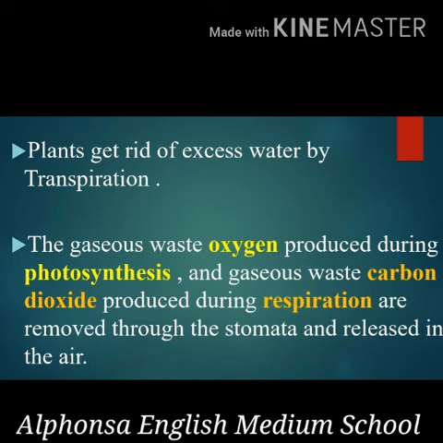You know, these two gases are needed by plants. Please don't confuse it. If you write that the gaseous waste produced in the plant, oxygen and carbon dioxide, is removed from the stomata, it is wrong. Because oxygen is the waste produced during photosynthesis and carbon dioxide is the waste produced during respiration. That should be mentioned. These gases are removed through small pores present in the leaves which are called stomata, and it is released into the air.